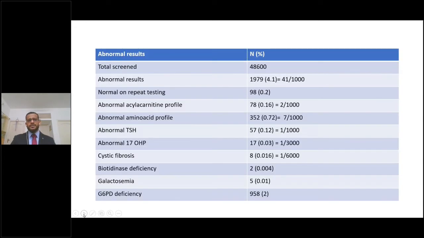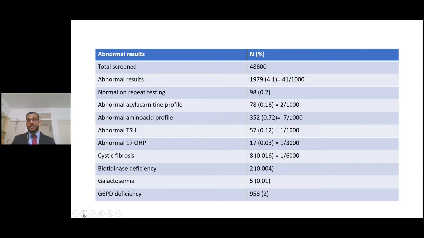So in this retrospective study, we analyzed almost 48,600 results, in which we found that 4.1% of the results were abnormal. So abnormal acyl carnitine profile was found in 2 per 1,000. Abnormal amino acid profile was found in 7 per 1,000. Abnormal TSH was found in 1 in 1,000, and abnormal 17-OHP was found in almost 1 in 3,000. Cystic fibrosis, that is elevated IRT, in 1 in 6,000.